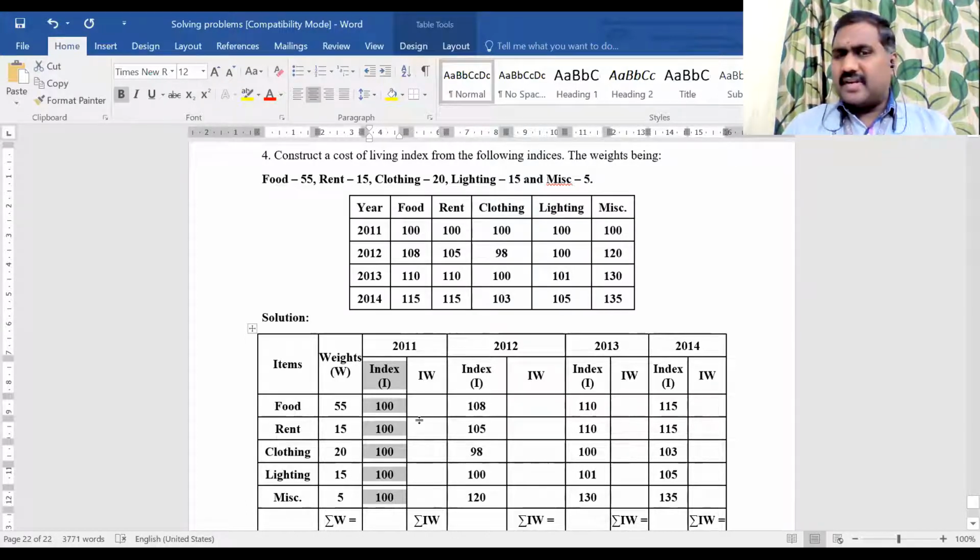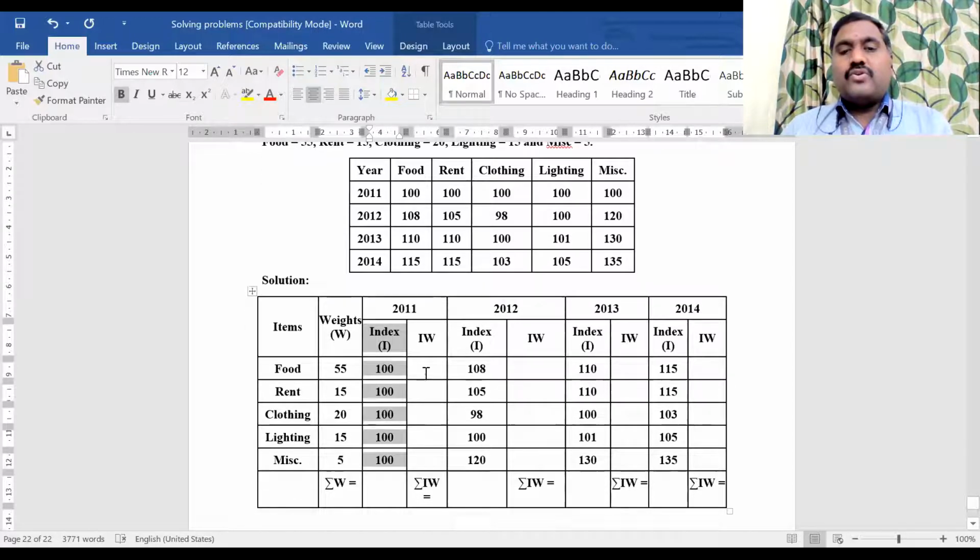But we don't need it for 2011, right? If you want, you can calculate, but we are not going to find the consumer price index for 2011, because we don't have any base year for that. But for 12, 13, 14, we can calculate the consumer price index number by keeping 2011 as the base. So you don't need to do this. Or if you want, you can do it, no problem. Anyhow, you will get the same value, 100 only. And for 2012, I wrote the index value. See, this row value I just converted into a column value. And under 2012, I opened one more column, IW, which we need to calculate. Similarly for 2013, similarly for 2014.